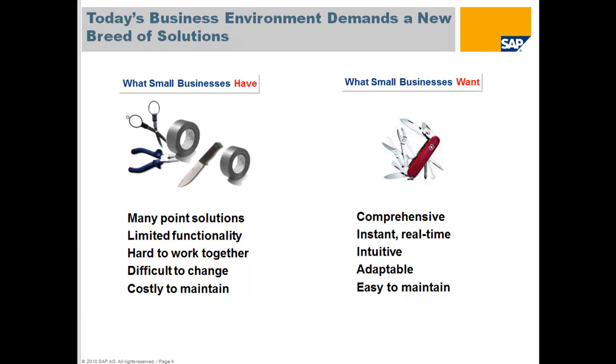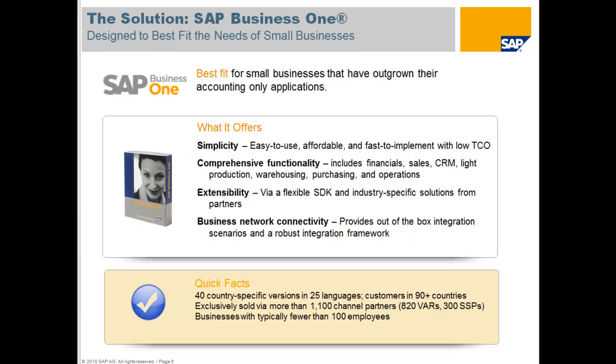what small businesses tell us they want, and at SAP we've got more than 30,000 small businesses who are using an SAP Business One solution. So we get a lot of feedback from them, and that feedback goes into our product development, the next version of the product. We take all that feedback, we listen to what the market wants, we look at what the market trends are, and what that's telling us is that people want solutions that are comprehensive, they give them instant real-time access to information, they're intuitive, adaptable, and easy to maintain. So from an SAP perspective, our answer to that was SAP Business One.